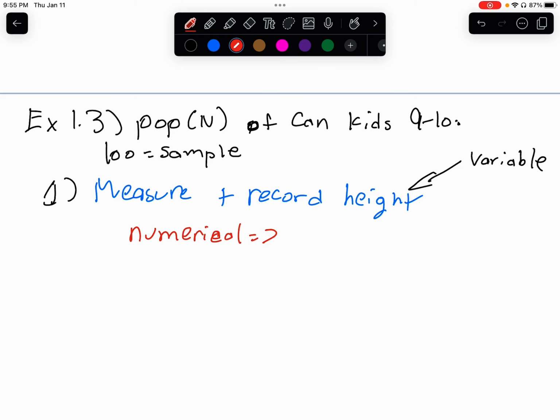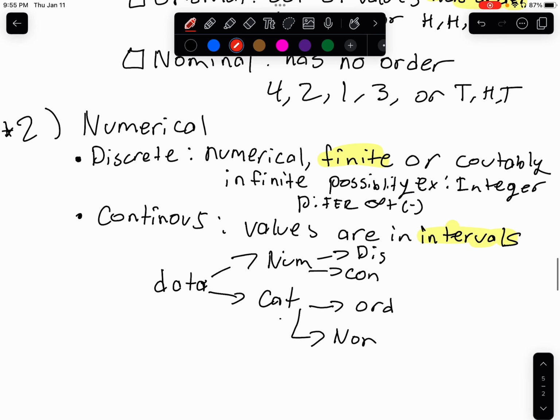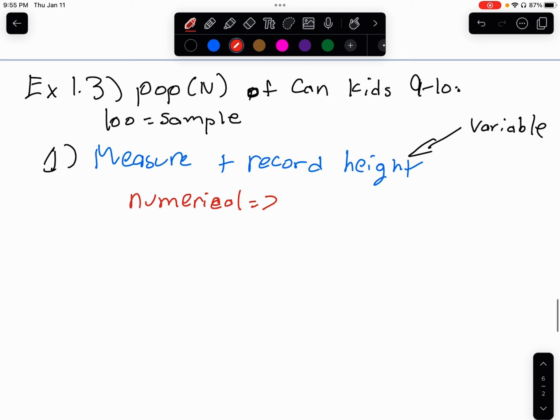Which means there's two types of numerical. There's discrete and continuous. Because height stops at a certain point, right? We don't become 1,000,000 feet tall. Values are going to be in intervals. So this is going to be continuous.